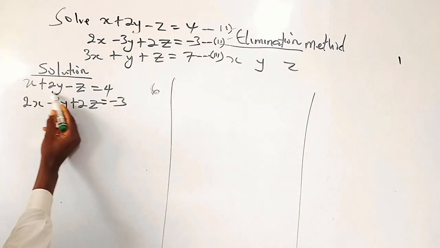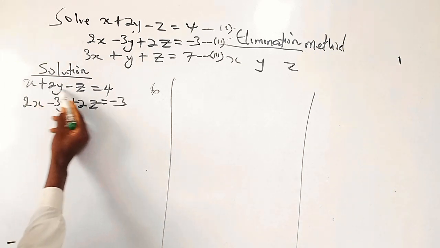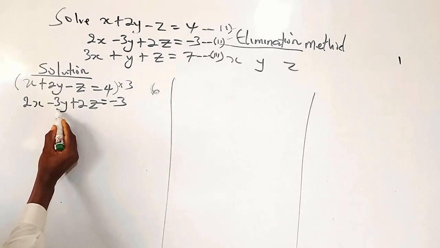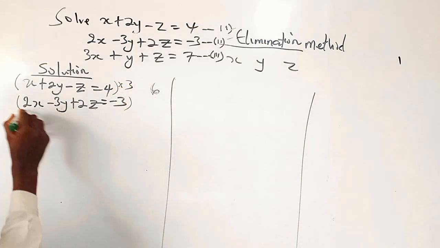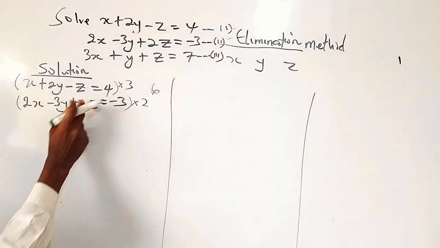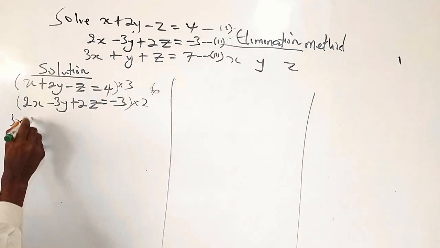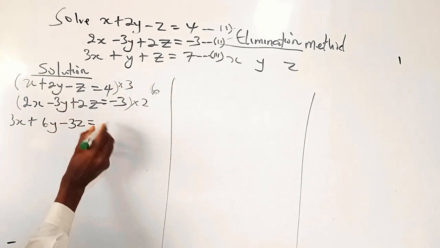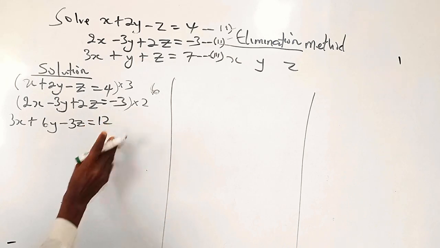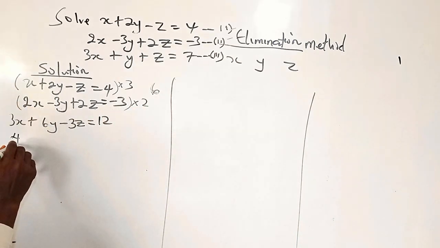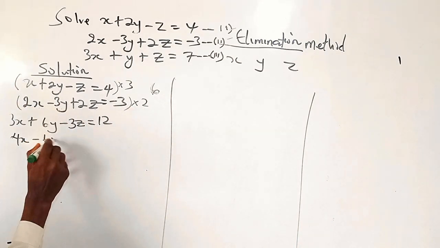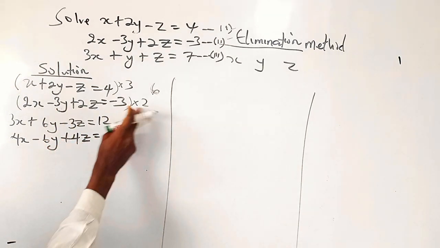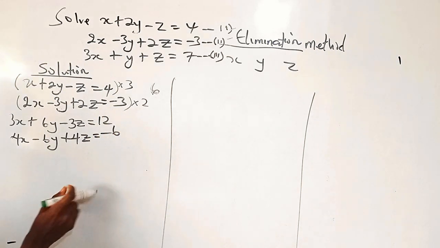To make this 6, we have to multiply everything here by 3. And to make this 6, we have to multiply everything here by 2. So how do we do that? 3 times x is 3x, plus 3 times 2y is 6y, minus 3 times z is 3z, equals 3 times 4, which is 12. For the second, 2 times 2x is 4x, minus 2 times 3y is 6y, plus 2 times 2z is 4z, equals 2 times minus 3, which is minus 6.